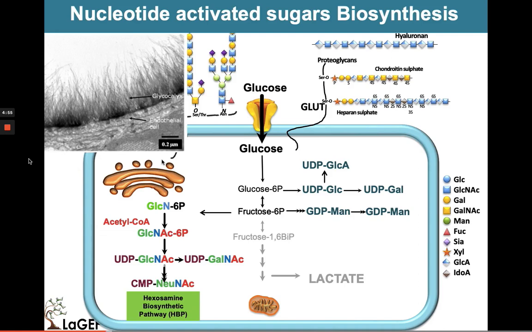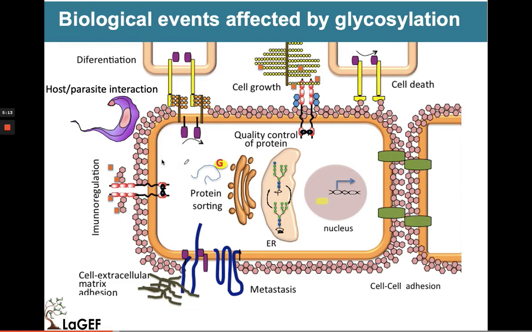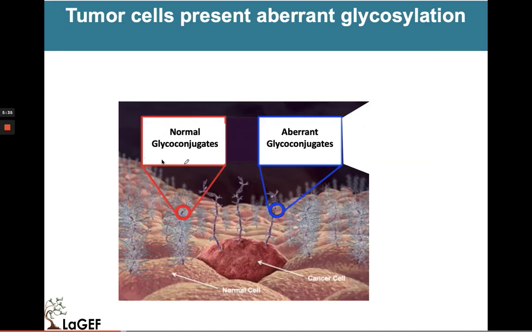So glucose is also the substrate for the biosynthesis of all monosaccharides expressed on the cell surface, forming the glycocalyx, like the one that we show here from endothelial cells. Seeing this dense glycocalyx, it is easy to understand that glycans mediate a plethora of events in cell physiology, from host-parasite interactions, immunoregulation, cell growth, cell death, metastasis, interaction with the cellular matrix, and cell-to-cell adhesion, and tumor cells express aberrant glycoconjugates. So we can imagine that this aberrant glycosylation changes all the biological events that we know.